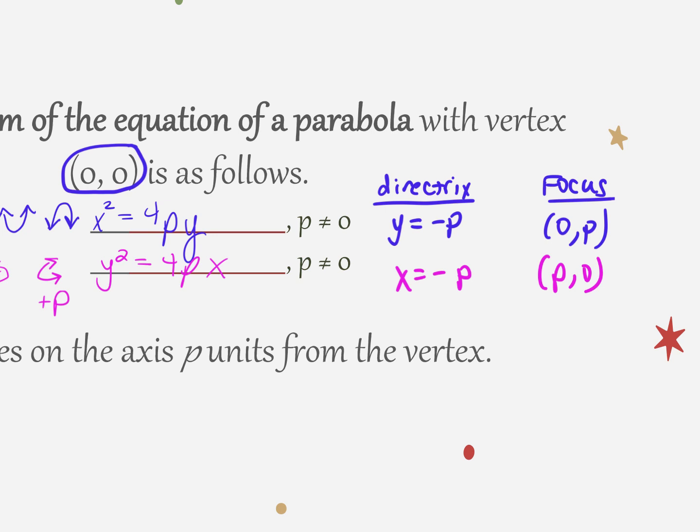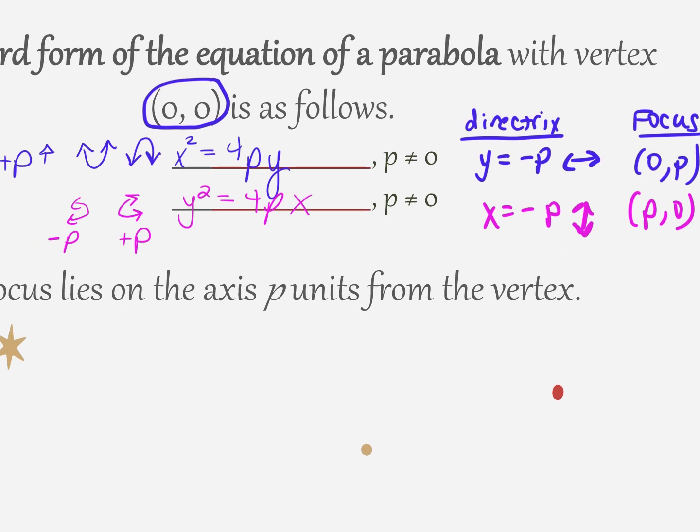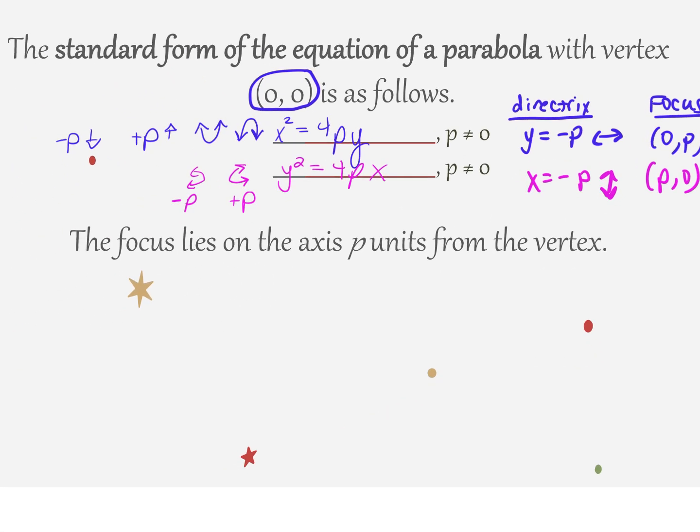It is horizontal. It's left and right. Good. What does x equals look like? Up and down. All right. Good. See, all of this stuff is good to be able to visualize. Then this last sentence is very important. It says the focus lies on the axis p units from the vertex.